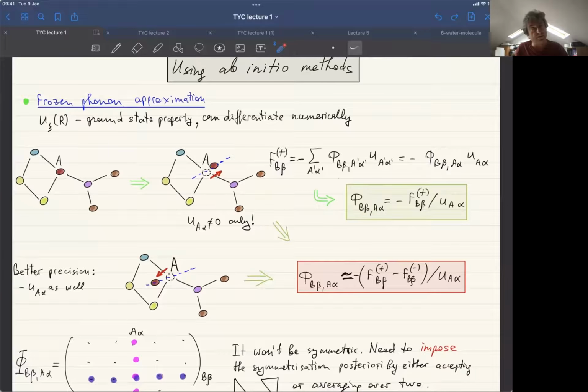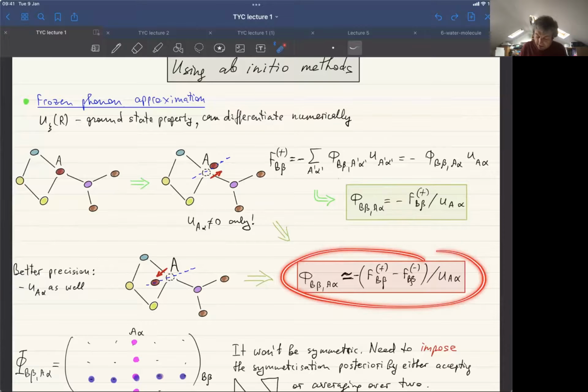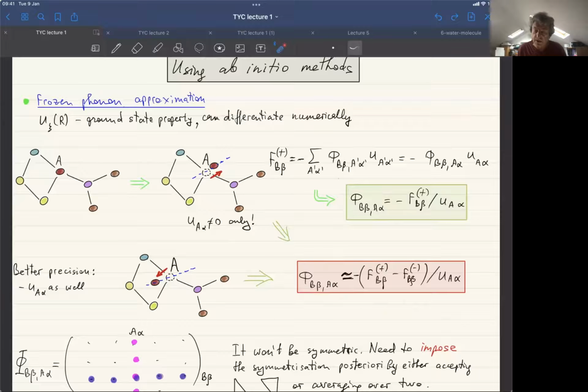Is it a row? 1, 1, 1. I have a column of the force constant matrix, this A alpha column. I can do a little bit better calculation. Instead of displacing just in one direction, I can displace in another direction as well by the same amount. Then I can perform the same calculation and take the average of the two. And this way, I would arrive at that formula for the elements of the column, A alpha column of the force constant matrix.